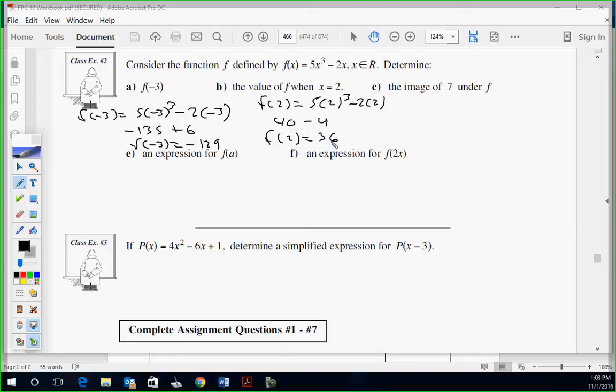The image of 7 under f, again, another fancy way of saying f of 7. So that's going to be, need some help with that one, I think. Yeah, 243 times 5, though. 1,215 is 243 times 5. Minus 14. So you get f of 7 is 1701.